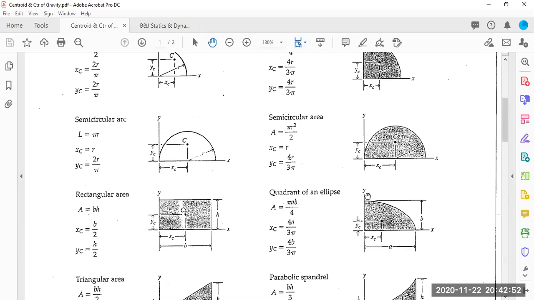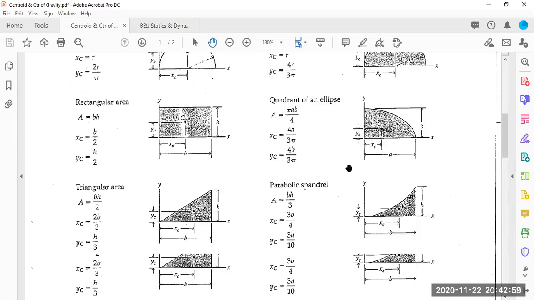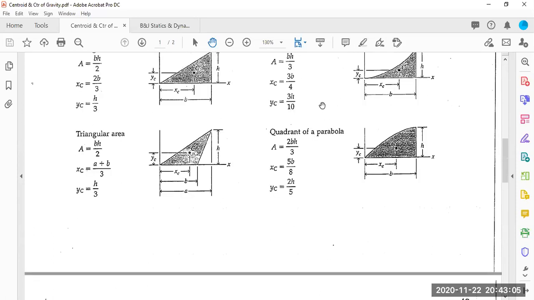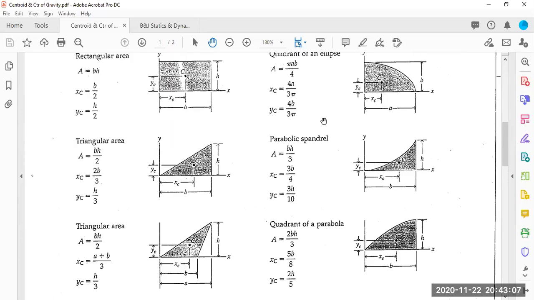So these are all two-dimensional. This is a semicircular arc, and here's a filled in semicircle. Rectangle we know, triangle we know, and then here's quadrant of an ellipse. We have a parabola. We have portion of a parabola, portion of a parabola, and then we have another triangular area.